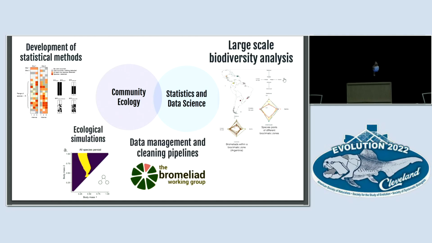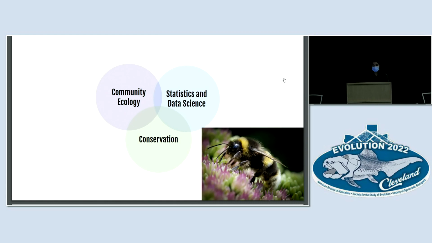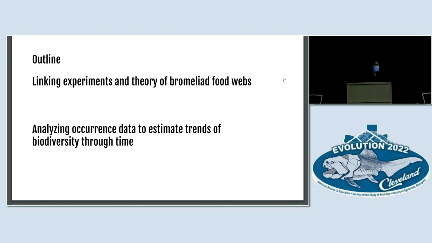Some of my work includes large-scale biodiversity analysis, data management and cleaning pipelines, different types of ecological simulations, as well as the development of statistical methods. These were the two aspects that I tried to leverage the most during my PhD. Throughout my postdoc, I wanted to apply this to a conservation aspect, and particularly I've been thinking a lot about the problem of insect and pollinator declines. So with this intro, today I'm going to tell you about some of my work linking experiments and theory of bromeliad food webs, as well as how I've been analyzing occurrence data to estimate trends of biodiversity through time.